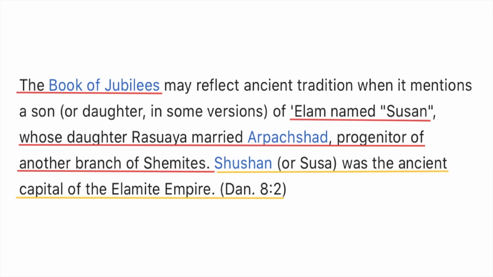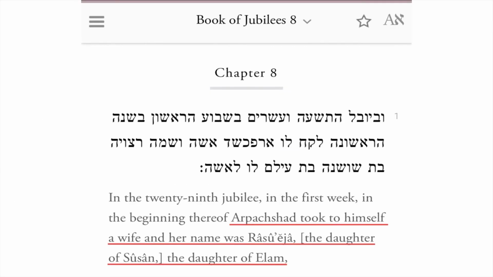Sushan, or Susia, was the ancient capital of the Elamite Empire, mentioned in Daniel chapter 8, verse 2. So you have Arphaxad, an ancestor of Abraham, marry an Elamite, according to the Book of Jubilees. And here it is right here, Book of Jubilees, chapter 8. Arphaxad took to himself a wife, and her name was Ashrezeah, the daughter of Susia, the daughter of Elam. And forgive me for my mispronunciation.